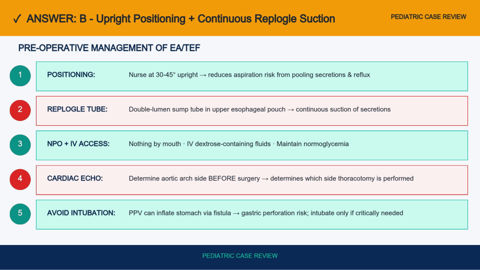A critical point is to avoid positive pressure ventilation unless absolutely necessary, because it can inflate the stomach via the fistula and cause gastric perforation. Echocardiography must also confirm the aortic arch side before surgery to plan the correct thoracotomy approach.